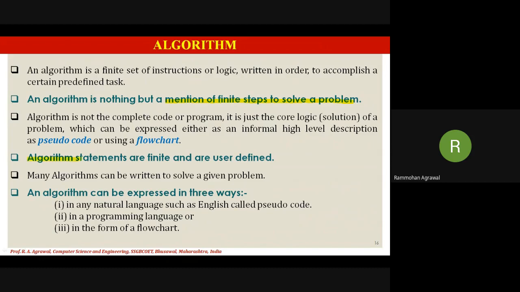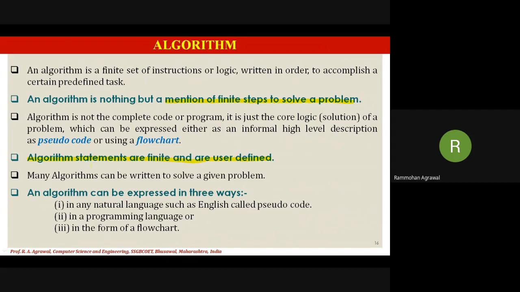Algorithm, as said earlier, consists of finite and user defined steps. An algorithm should be finite and clear, so that if I am writing an algorithm, it should be understood by me as well as by a third person who is reading it. So an algorithm should be finite, clear, easy to understand, and it should be user defined. Definitely it is a user defined process.